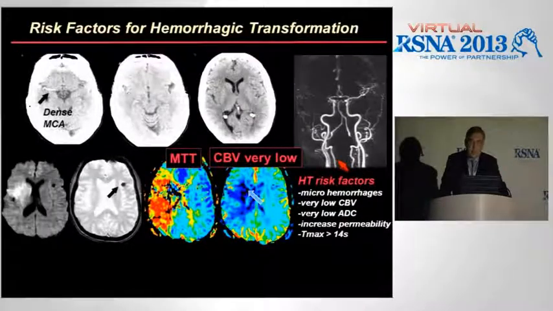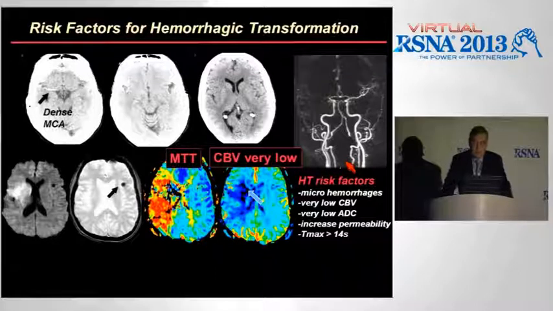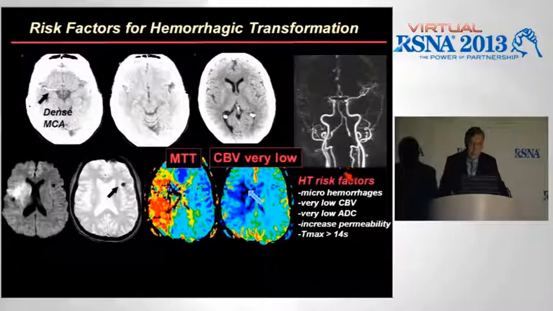Moving to another category, and that is the hemorrhagic transformation of infarcts. The risk factors for hemorrhagic transformation include the presence of microhemorrhages, very low cerebral blood volume, very low ADC values, increased permeability, or a Tmax of greater than 14 seconds.